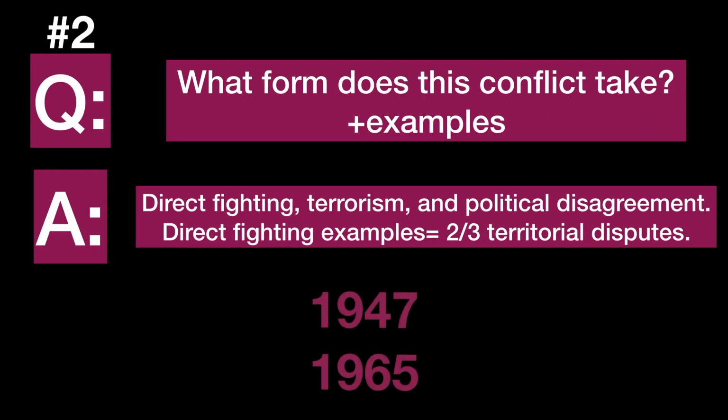Question 2, what form does this conflict take? The answer would be direct fighting, terrorism, and political disagreement. Two examples of direct fighting would be the territorial disputes, and another one would be the 1999 war.